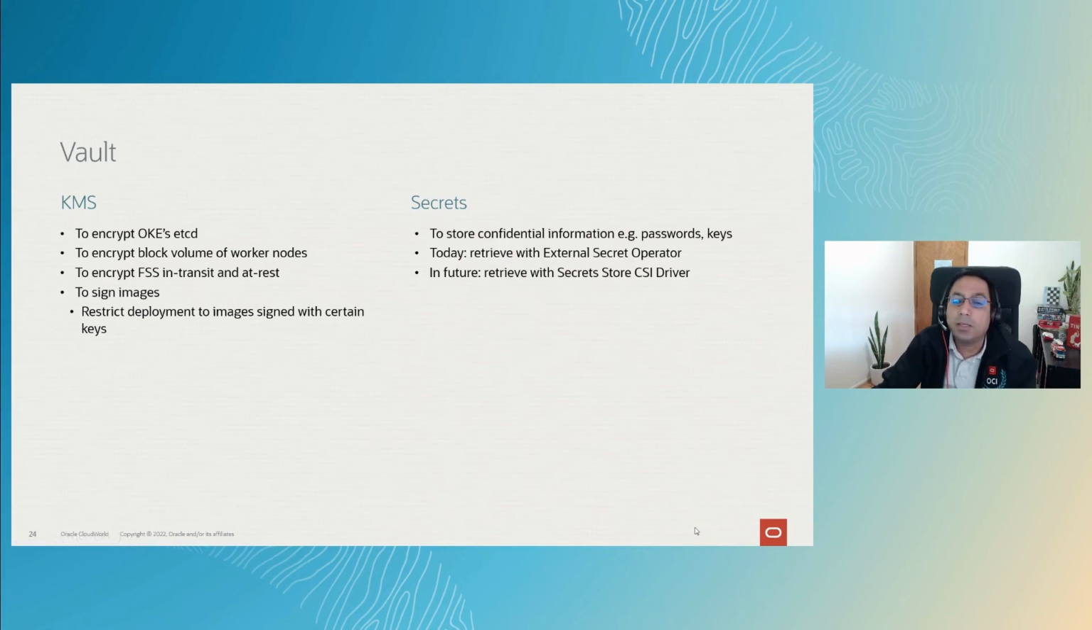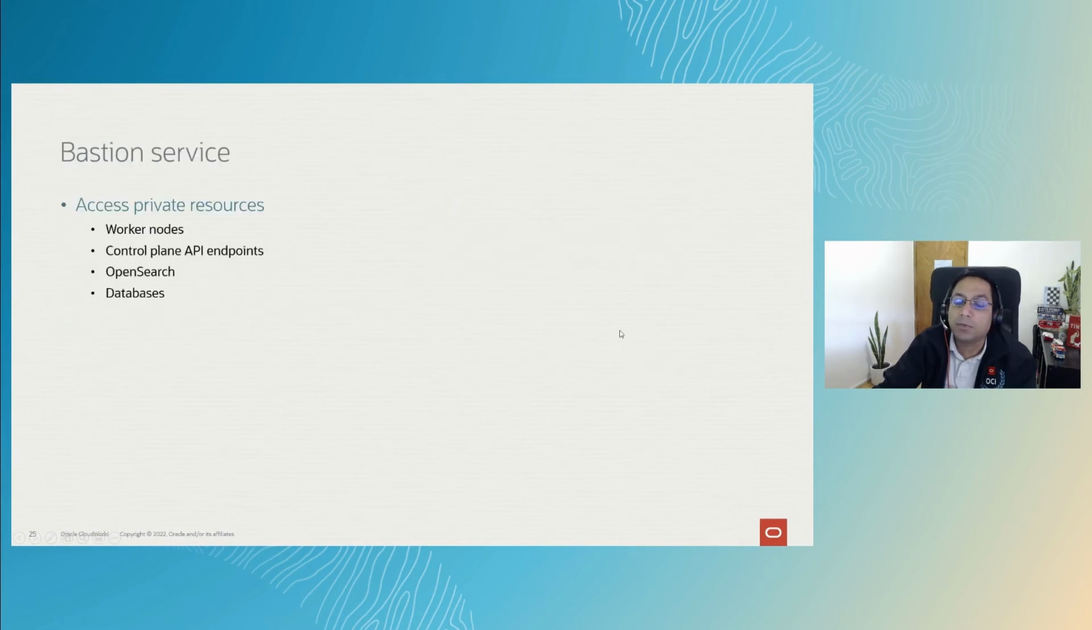Secrets, on the other hand, help you to store confidential information such as passwords, keys, or, if you're using the autonomous database, the wallet information. Today you would retrieve them with the external secrets operator. What we are doing is working with an implementation of the secret store using the secret store CSI driver. So this will give you a more native experience, if you will, of extracting secrets from the vault.